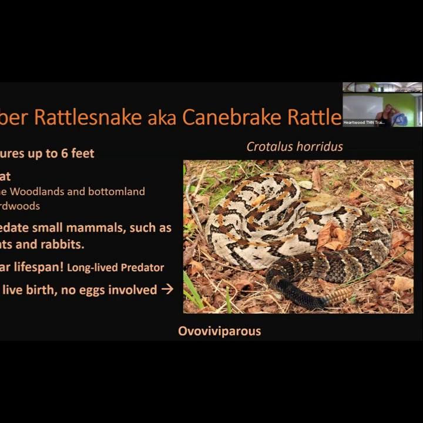They can get up to 6 feet long and they give live birth, so no eggs. That's weird for snakes, but rattlesnakes do that. That's called ovoviviparous. They basically have the babies inside their uterus and the shell casing kind of gets broken down and they come out in a sack of babies. Weird.